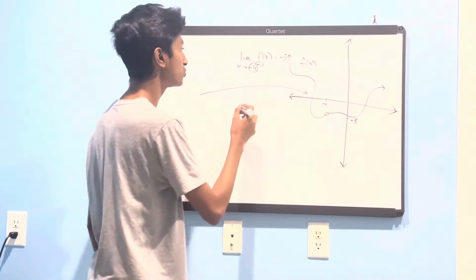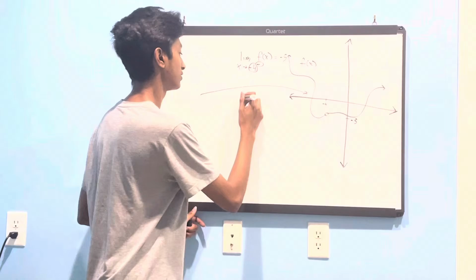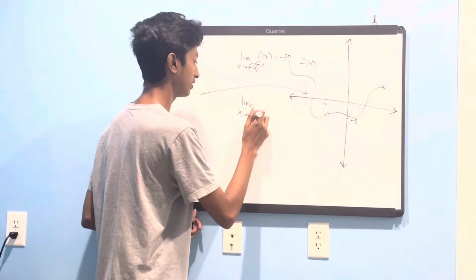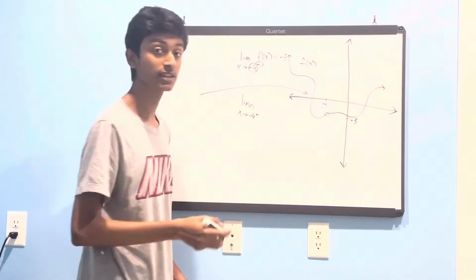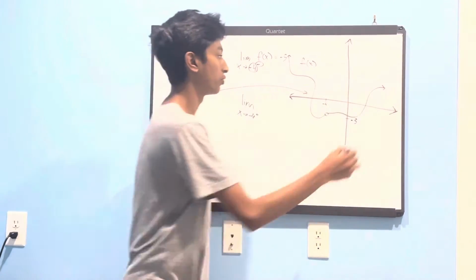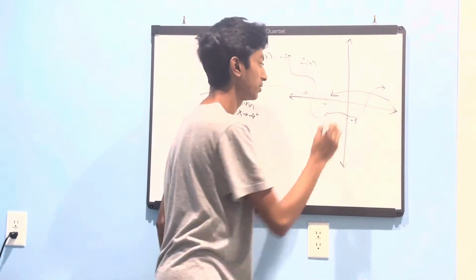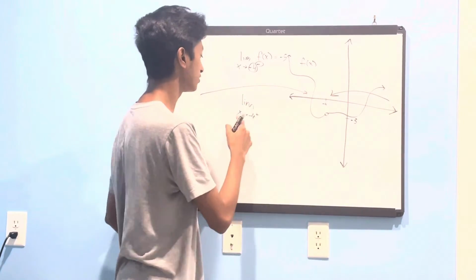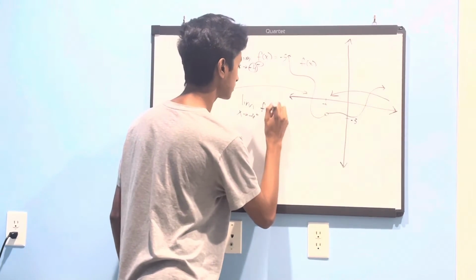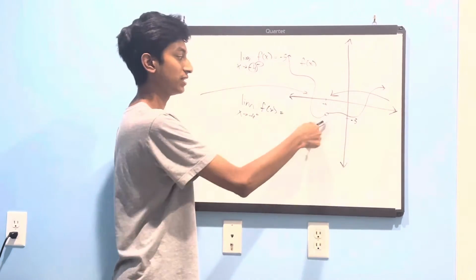Now we can also do it from the right side. So now we have the limit of x approaching -4 from the positive side, or from infinity all the way to -4, which would be coming that way. So the limit of x approaching -4 from the positive side of f of x would again be -5.